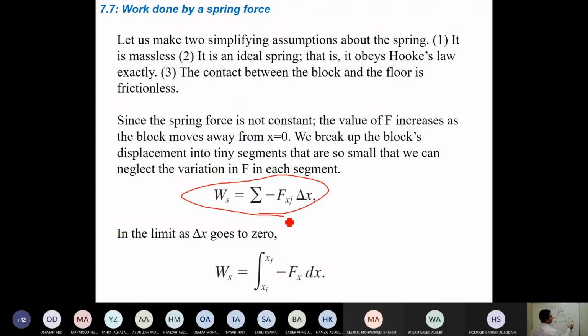Can someone tell me what we will get from this integration? Half x squared. Half of x squared. So x squared divided by 2 we get, and then we apply the initial limit and the final limit. So when I apply that, what I get is half k xf squared minus half k xi squared. And this negative sign becomes positive.